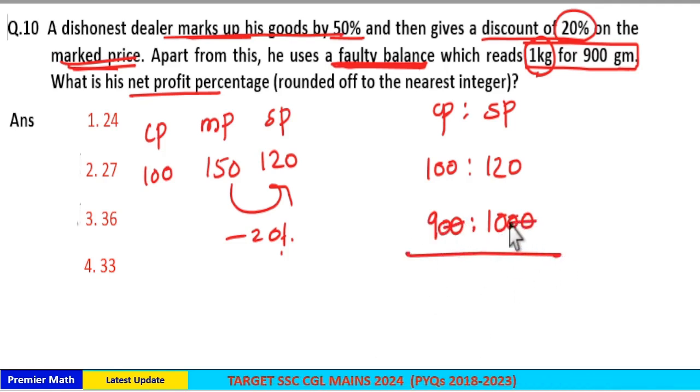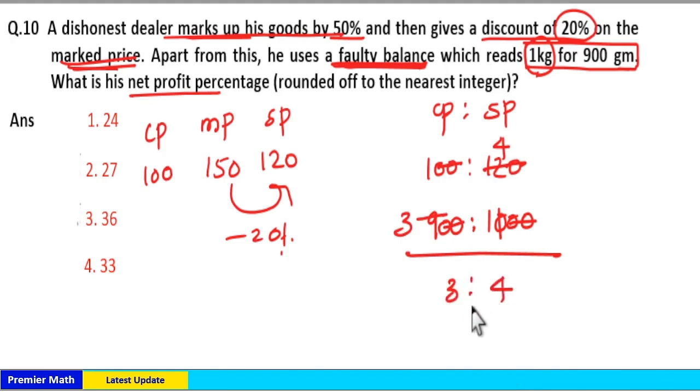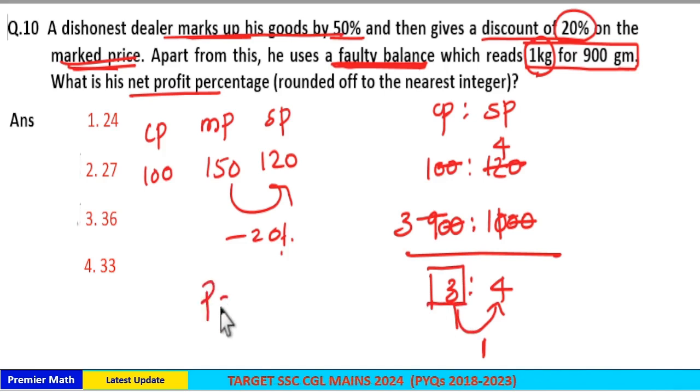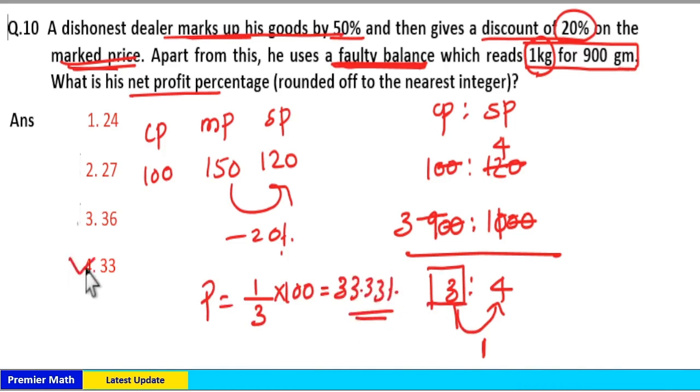Now take the ratio. 00 cancel, 00 cancel. Now 3 goes 3 times in 9, 3 goes 4 times in 12. So 3:4 is the cost price and sell price ratio. Cost price and sell price ratio means the left side is the shopkeeper's expenditure and the right side is the customer's expenditure. Now if you take the difference, it is one part. This one part is generated out of this 3-part cost price. So profit is equal to 1 out of 3 into 100, which is equal to 33.33%. Option 4 is your answer.